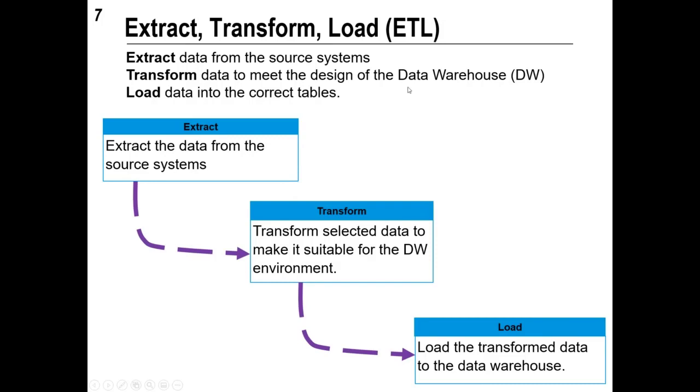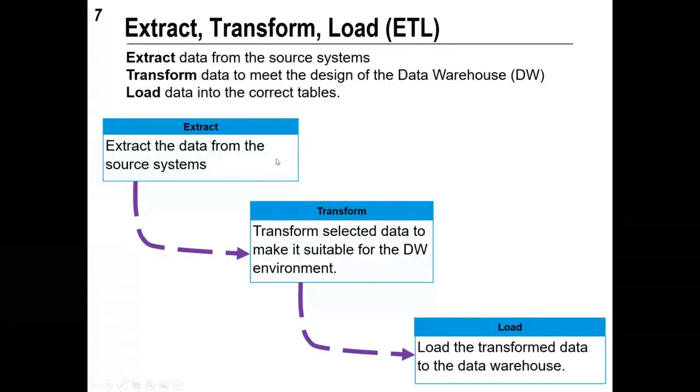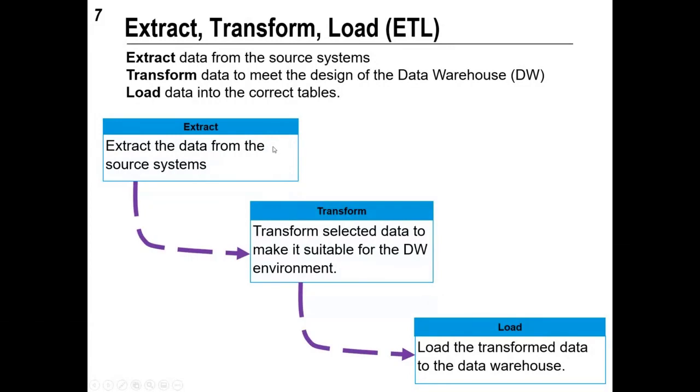So we need to first extract the data from different systems, or sources. We call them source systems. So we need to determine which tables we need to take, and which columns in the tables we need to take, etc. It has a set of steps that we need to follow. So that process is called the extract process.